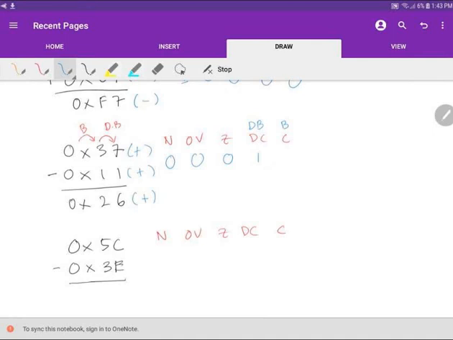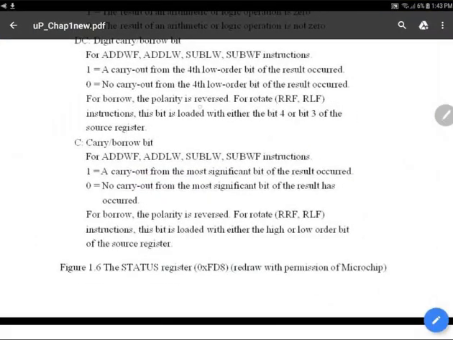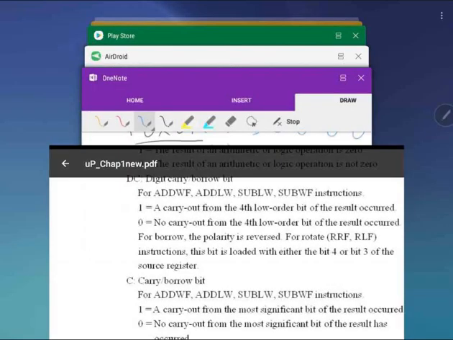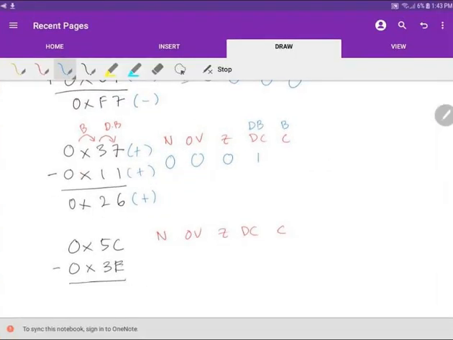Why? Is because for borrow the polarity is reversed. There's a reason why they do that, I'll explain why. Whenever you do subtraction, if there is no digit borrow, usually we'll put 0, but this one is reversed. The polarity is reversed. So when there is no digit borrow, we write 1. Do we have borrow? No. So we should write 1 as well.